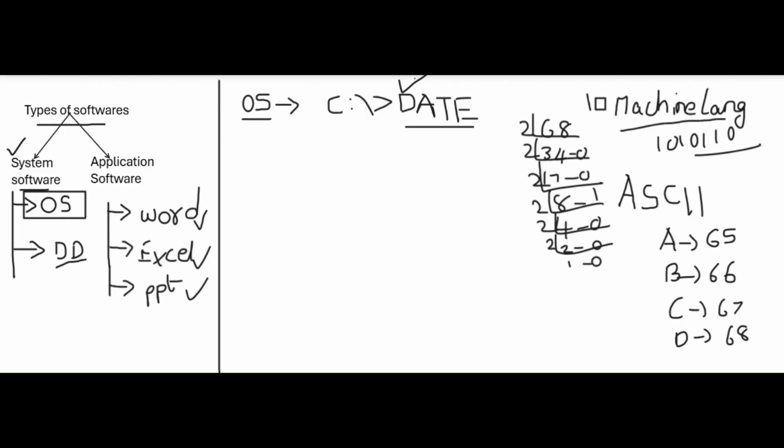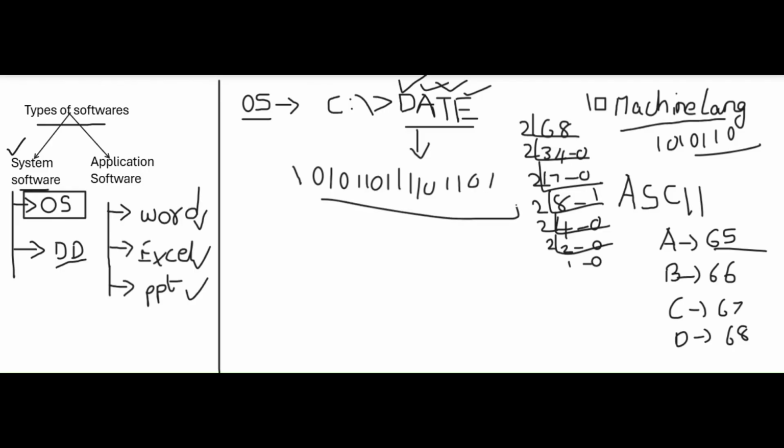Similarly, it will take A, whose ASCII value is 65, and convert it into binary language. It will take the ASCII value of T and convert it into binary language, and then E. So the computer will convert this date into ASCII values like this. Suppose it's not an exact number, something like this. Now the computer understands this. The next step is that the computer will produce the date.